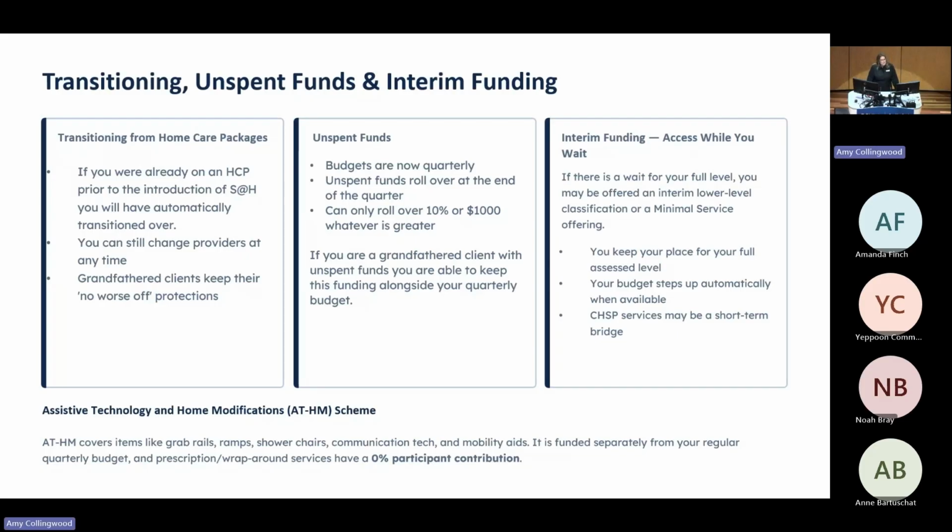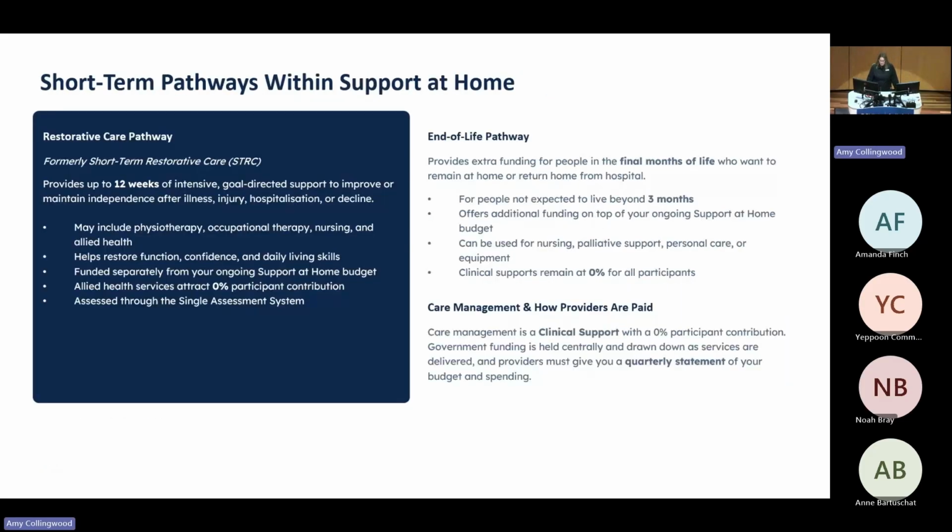The other changes that we've seen under the Support at Home program is the restorative care pathway. Formerly, this was a separate program that you couldn't get once you were on a home care package. So the restorative care program provides you up to 12 weeks of intensive goal-directed support, which obviously has a lot of allied health and nursing. It's to help you restore to your original function. So if you were someone that was quite happily ticking along and then you've had a bit of a health crisis or a fall, this is a 12-week intensive program to restore you to where you were before that health crisis.